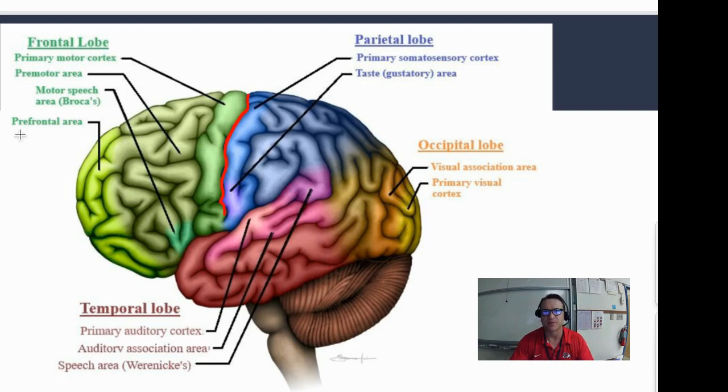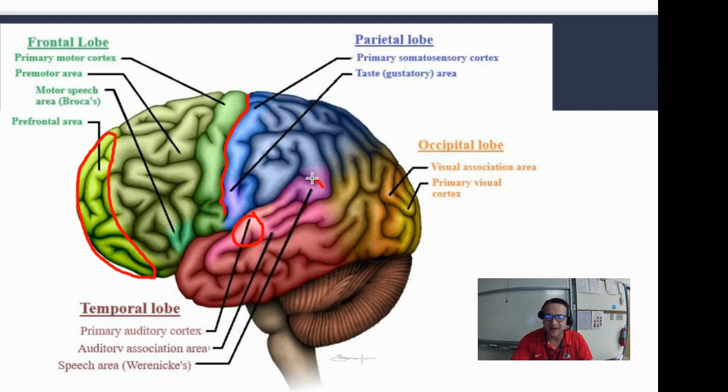Up here, remember, we have the prefrontal area. Higher level thinking, critical thinking, problem solving, impulse control. So this keeps you from doing risky behaviors once you get older. Over here, we've got the primary auditory cortex. Auditory is for sound stimulation. Auditory association area right here. It's basically the same as the visual association area.